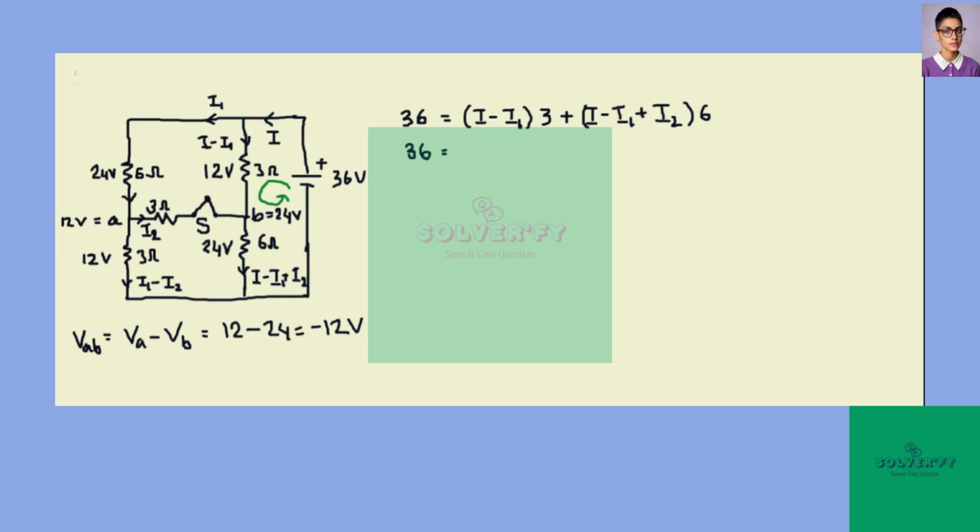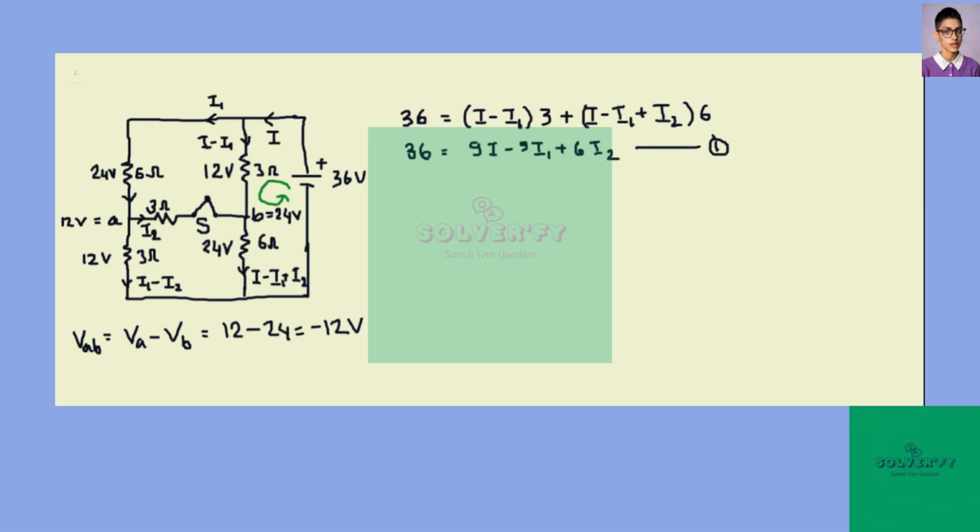So 36 equals 9I minus 9I1 plus 6I2. Okay, let us consider this to be equation 1.